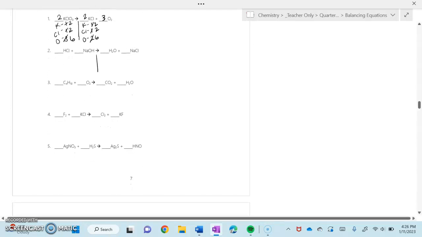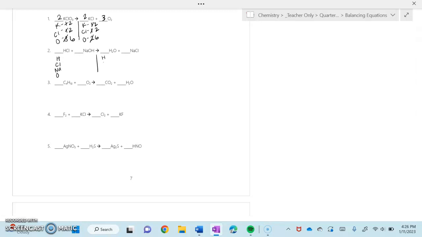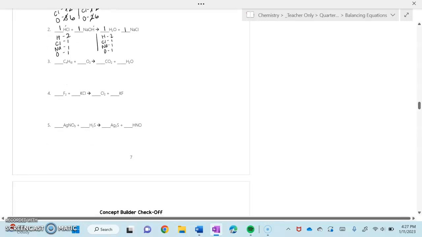For number 2 here, we got H, Cl, Na, and O. Although OH is a polyatomic ion, notice that it is only on the reactant side. That's why I split it. So let's go ahead and just count, noticing that we have H's here and here. So that would be 1 plus 1 is 2, chlorine is 1, sodium 1, oxygen 1. And then on the product side, hydrogen 2, chlorine 1, sodium 1, oxygen 1. This one is already balanced. So you can either leave them all blank or put 1s in. Any blank is implied that there is a 1 there.